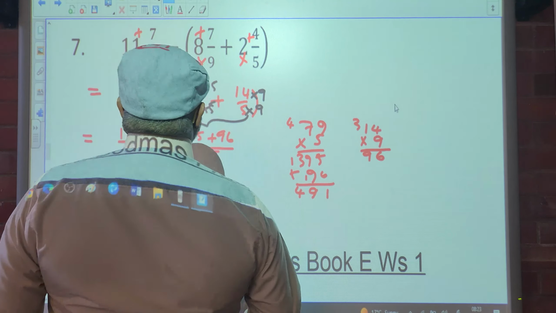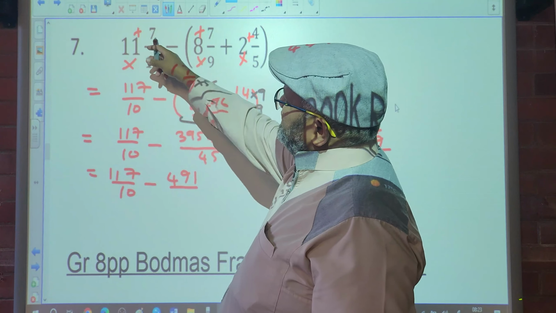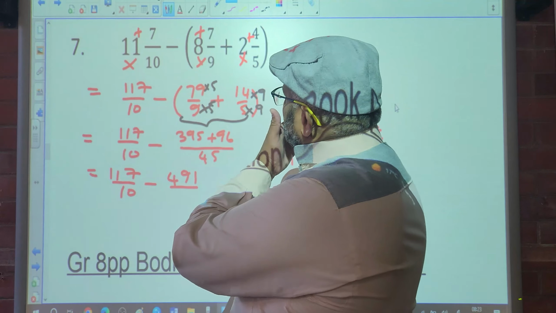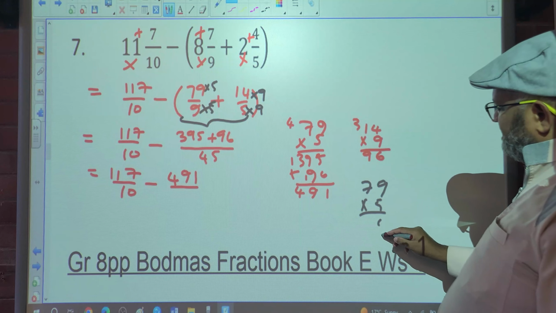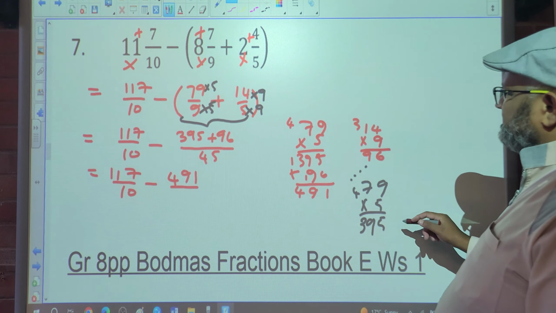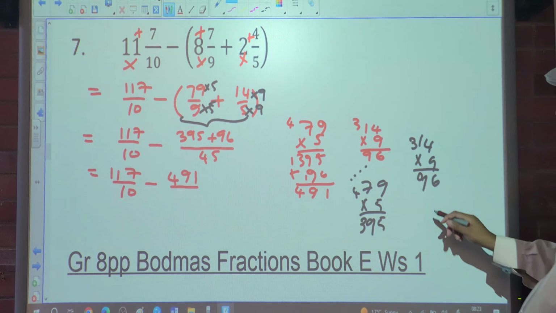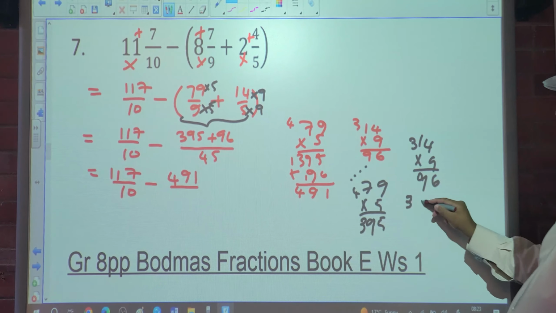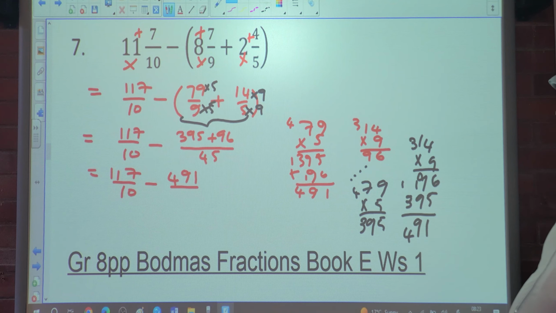No. Okay. Let's check. Where did I go wrong? 110 plus 7 is correct. 72 plus 7 is 79, correct. 14 is correct. The LCM is 45. 79 times 5 is 395, correct. 14 multiplied by 9: 4 times 9 is 36, so 96. It's also correct. So it's 395, so it's going to give you 1, carry 1, it's 19, 491.